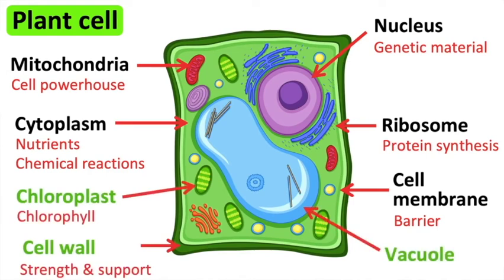The cell walls are made from cellulose fibers. The cell wall surrounds the cell membrane. It strengthens the cell and provides support for the plant.